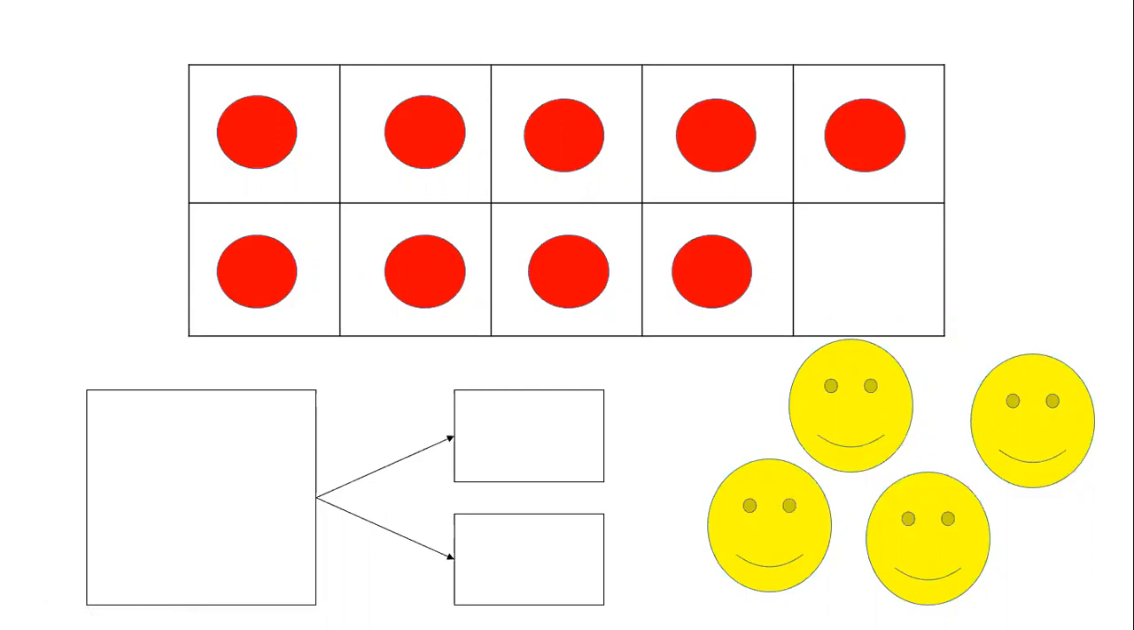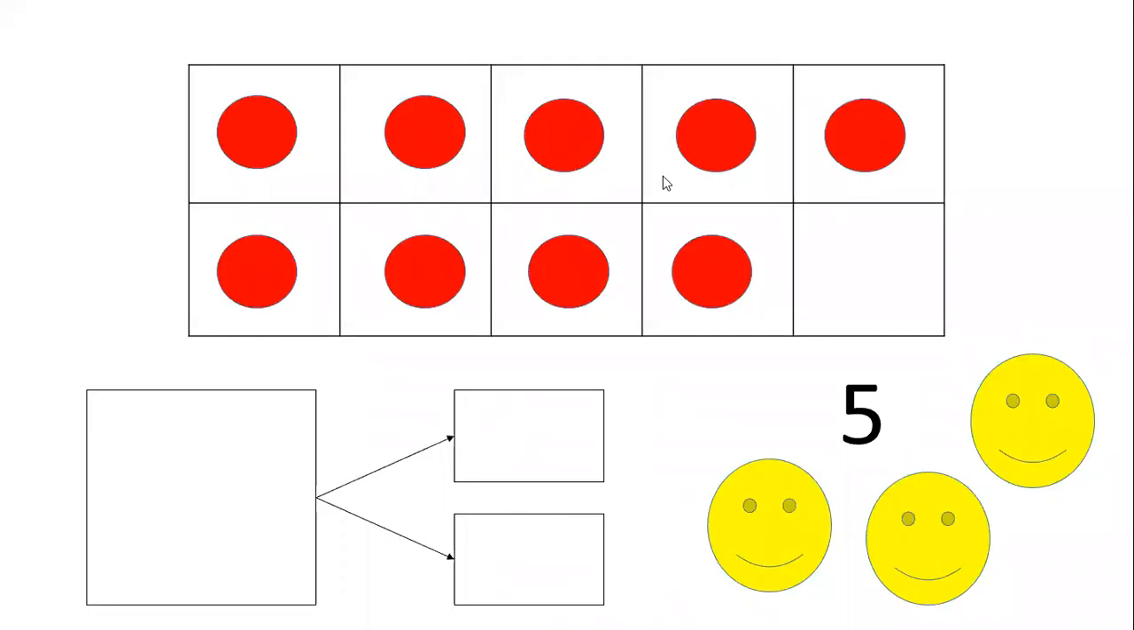There were 9 monkeys hanging around the tree. But some of those monkeys wanted to be free. So let's see how many monkeys wanted to be free. 5 of those monkeys wanted to be free. How many were left sitting in the tree?